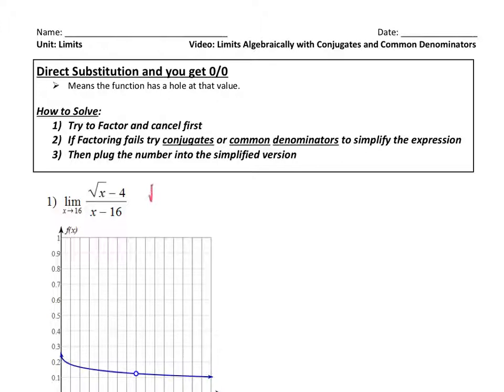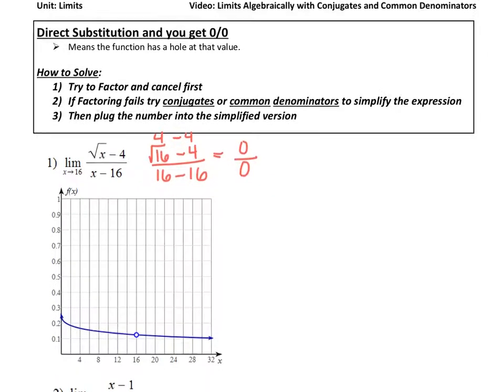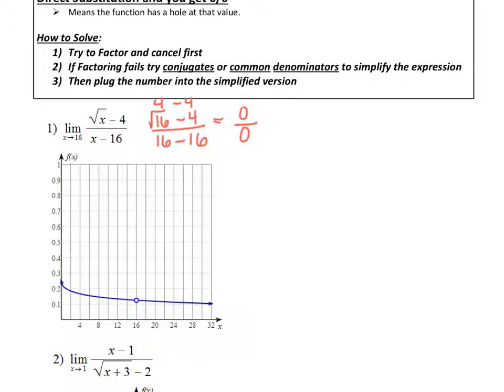So let's try plugging in 16 first. We will get the square root of 16 minus 4 over 16 minus 16. So the denominator is 0, the square root of 16 is 4, so we still get 0 over 0. And this means that there's a hole at that value, which you can tell from the graph that I put below. So we have a hole here at 16, and the question now is asking me to find the limit. And we can tell from this graph that the limit is approximately 0.15 or something like that.